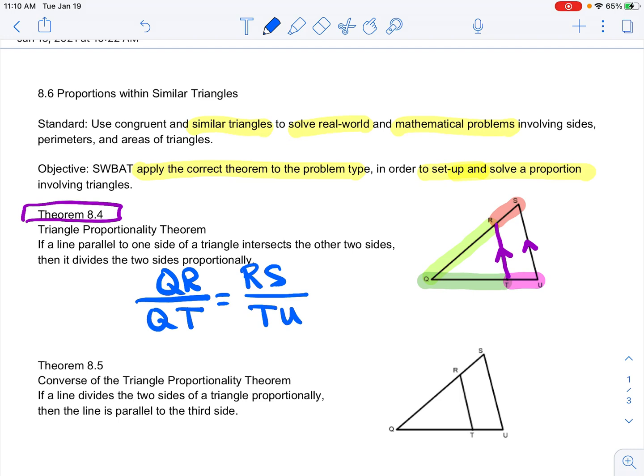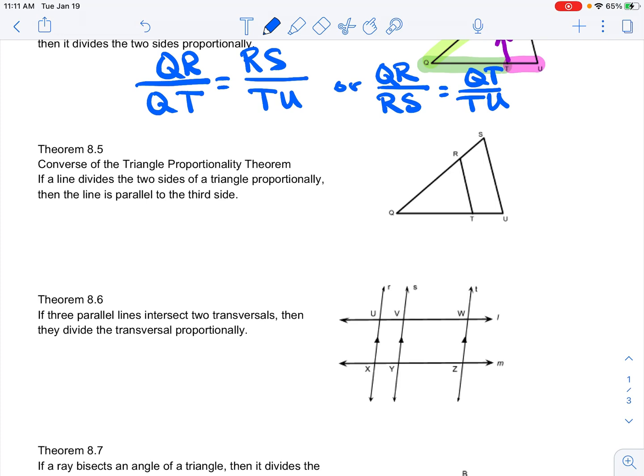Or you can set it up differently. We have QR and RS, and then this is QT and TU. So either of those is what you're going to set up. And it's simply saying, hey, they're proportional. That means you can set it up and solve it.